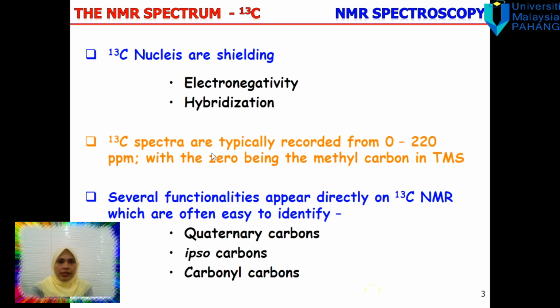The position of the C13 NMR signals is also the same as proton NMR, which is affected by shielding, electronegativity and hybridization, and the positions are quite different, starting from 0 to 220 ppm, and the 0 is the same, which is the methyl carbon from the TMS. In the C13 NMR spectrum, we can easily identify the presence of quaternary carbons, ipso carbons and carbonyl carbons.